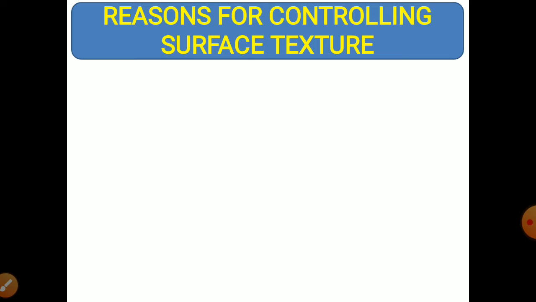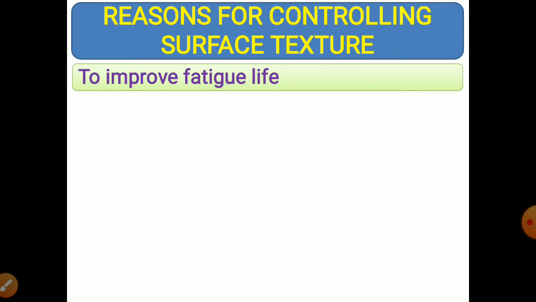So first of all, what are the reasons for controlling the surface finish or surface texture? What are the different reasons? First one is to improve the fatigue life. It means the life of the component will depend on the surface finish. If the surface finish is high, meaning the surface is smooth, the life will be high. If the surface is rough, life will be less. As the surface finish increases, the life of the part or product will increase.